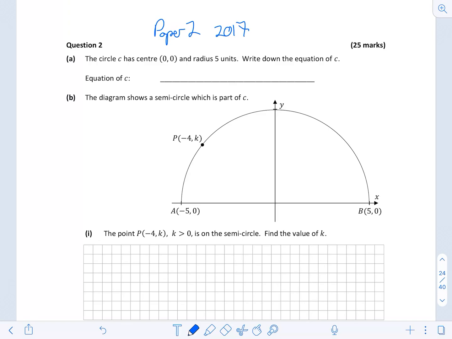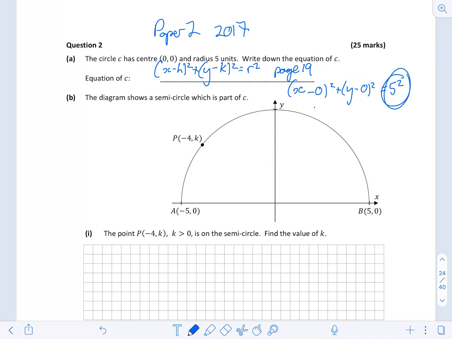So we go to page 18 or 19 and we look up the equation of a circle, and we're going to use the formula (x minus h) squared plus (y minus k) squared is equal to r squared, and that's on page 19. So we then go (x minus 0) squared plus (y minus 0) squared is equal to 5 squared, and they will want to see you squaring this out. So that's going to give us (x minus 0) squared plus (y minus 0) squared is equal to 25. So that's our answer. They won't expect you to go any further than that.